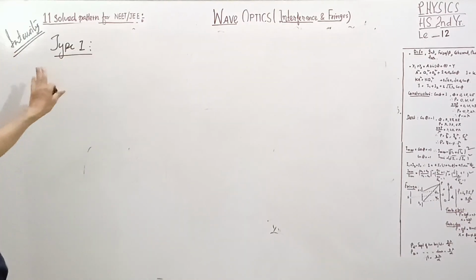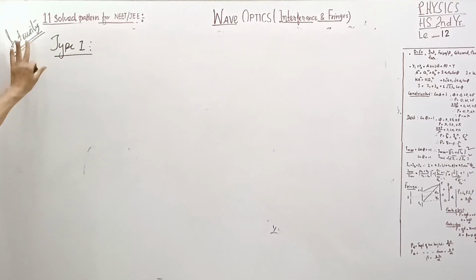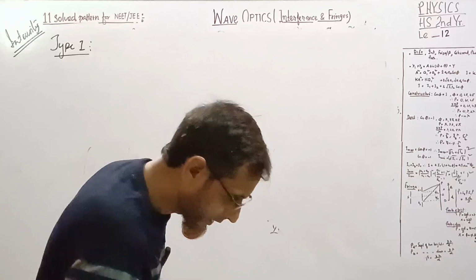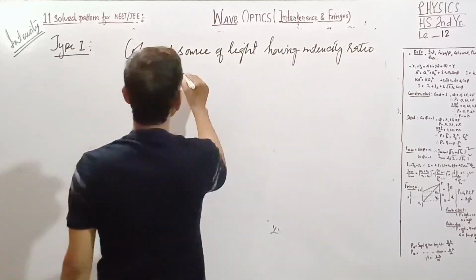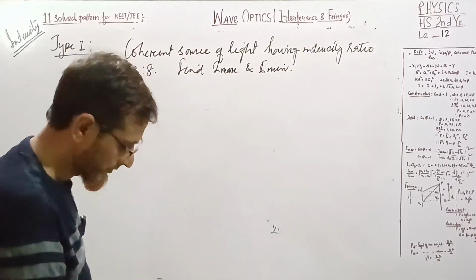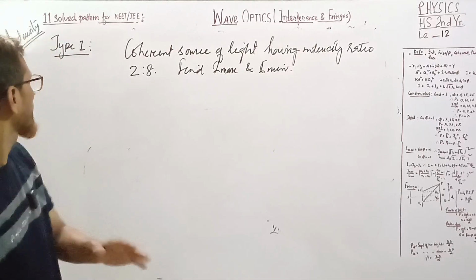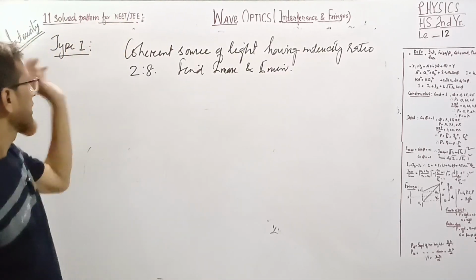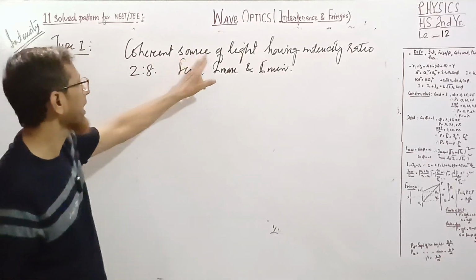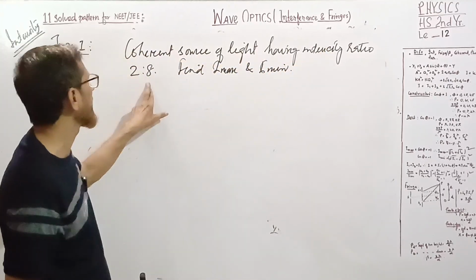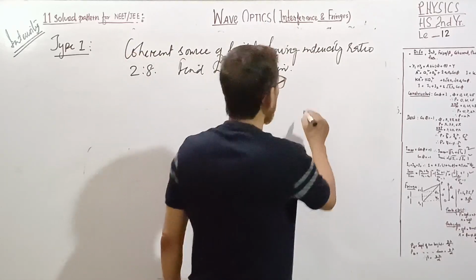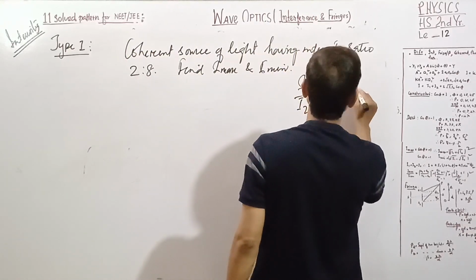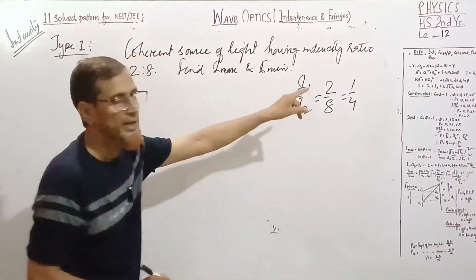I am going to start with pattern 1 of intensity, the type 1 question. The first question of type 1, very often asked in NEET and JEE, is: two coherent sources of light having intensities in the ratio 2:8. Find I maximum and I minimum. That is, I1 by I2 is equal to 2 by 8 is equal to 1 by 4.